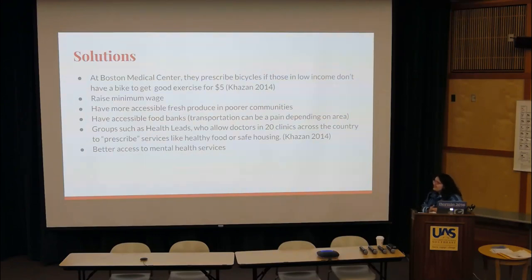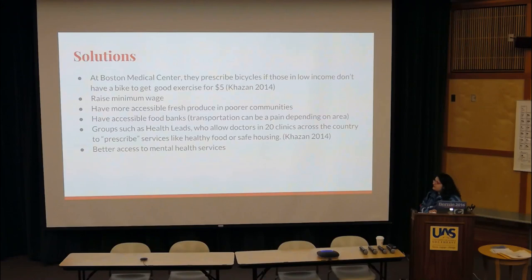And then another thing is raising minimum wage. We're already doing this a little bit in the United States, but it's not as much as it could be. A lot of people who work in minimum wage jobs just don't have enough money to afford to take care of their family. A lot of people who work in those jobs have either one or two kids or they're a single parent. So it's important to keep that in mind as well.